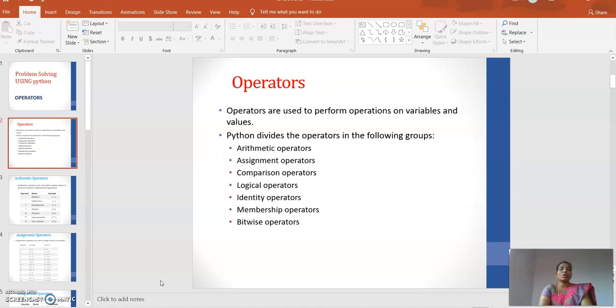Comparison operators: equal to, not equal to, less than or equal to, greater than or equal to, and greater than are the comparison operators. Logical operators: and, or, not are the logical operators. Identity operators: is and is not. And membership operators: in and not in. Bitwise operators: bitwise and, or, XOR, exponentiation are the bitwise operators. These are all about operators.